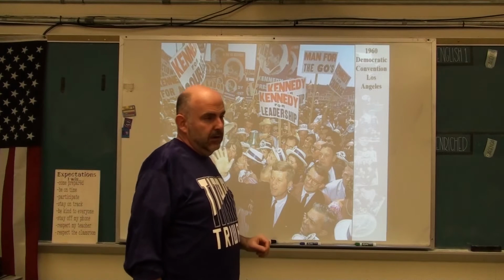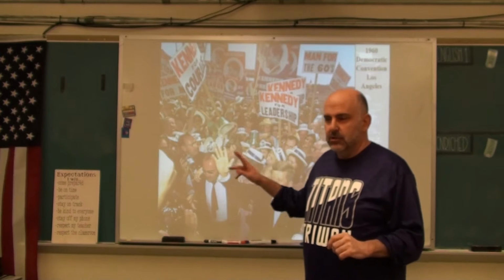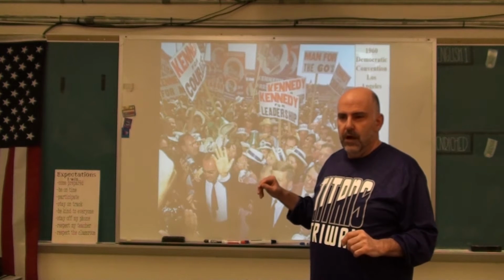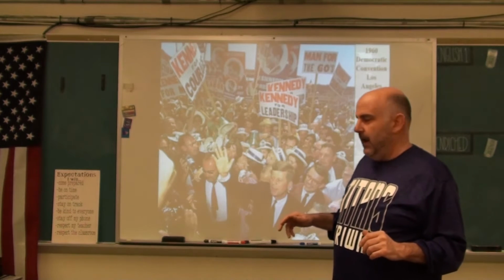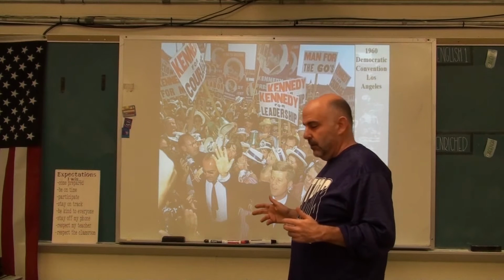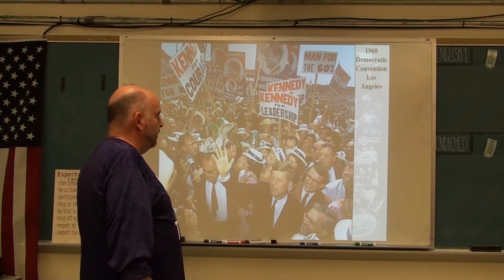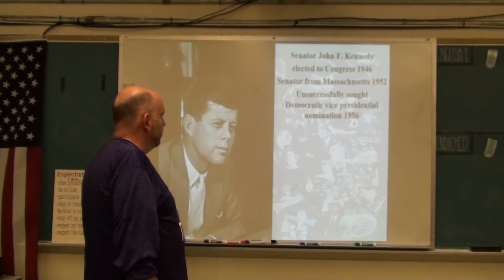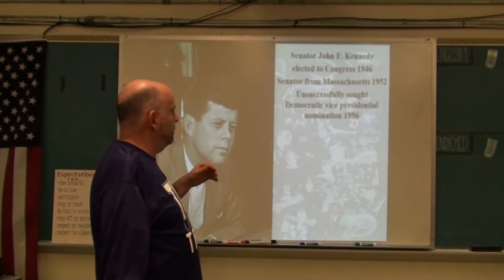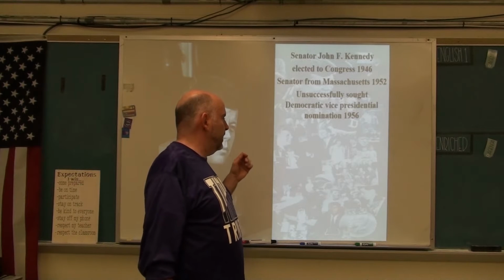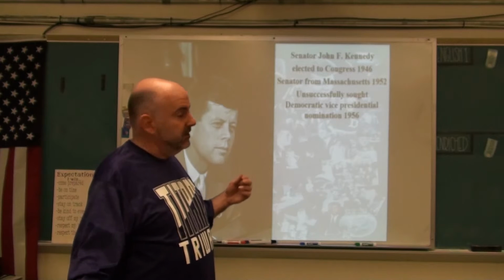Kennedy was elected to Congress in 1946, the same year as Richard Nixon. They're actually friends. Their offices, while they were in Congress and when they were in the Senate, were right by each other, and they were friendly with each other. They would find themselves on opposite sides of this election. Kennedy came to prominence in 1956. He unsuccessfully sought the Democratic vice presidential nomination. Fortunately for him, he didn't get it, but it helped raise his profile.